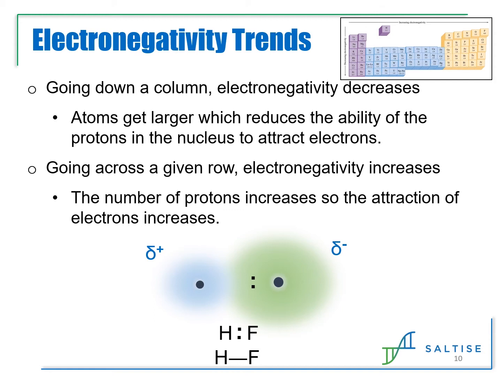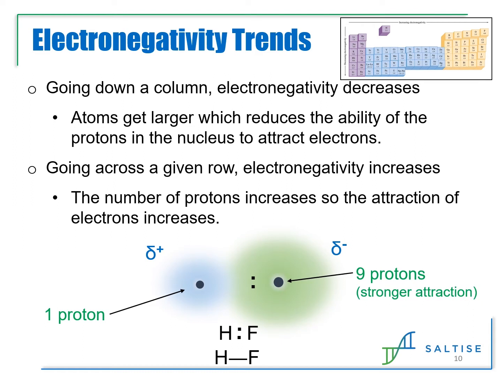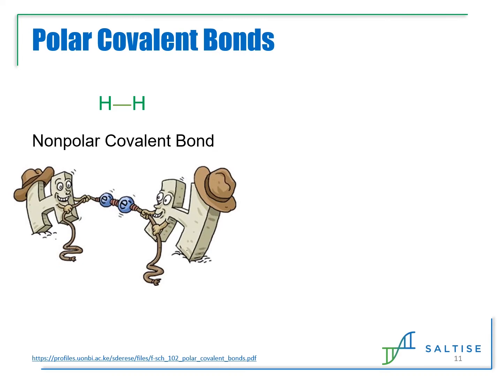Therefore, in the periodic table, fluorine has the highest electronegativity, and so it has the strongest attraction for electrons. In this example here, hydrogen has 1 proton, and fluorine has 9 protons in its nucleus. This would explain why the electrons in the covalent bond are pulled closer to the fluorine atom. You can think of covalent bonds as a tug-of-war for the shared electrons between the two atoms. In a nonpolar covalent bond, there is a tie in strength, which would be the electronegativity, and so the electrons are shared equally.